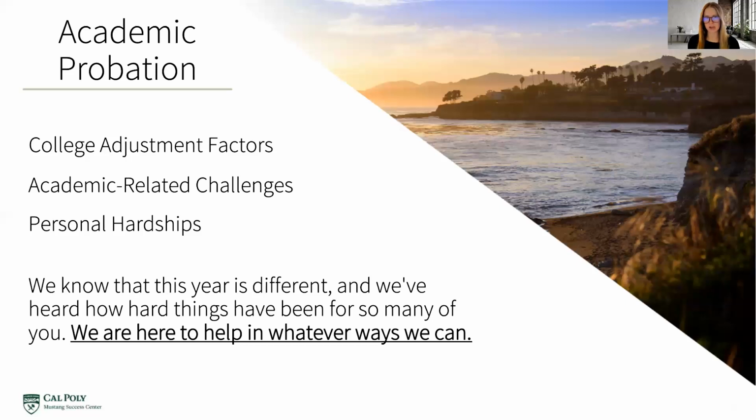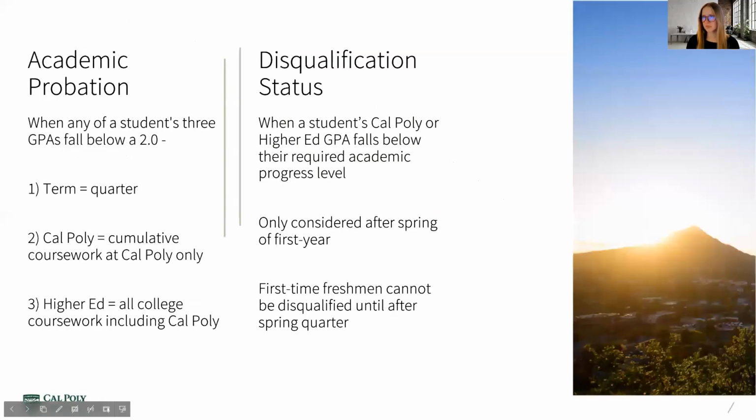Now let's talk about what academic probation is. So academic probation is triggered when any of the 3 GPAs that we have at Cal Poly falls below a 2.0. And like I said, we have 3 of them. So one would be your term GPA. That's just your grades for the quarter. The second would be your Cal Poly cumulative GPA. So all of the quarters combined, all of the classes that you take at Cal Poly.